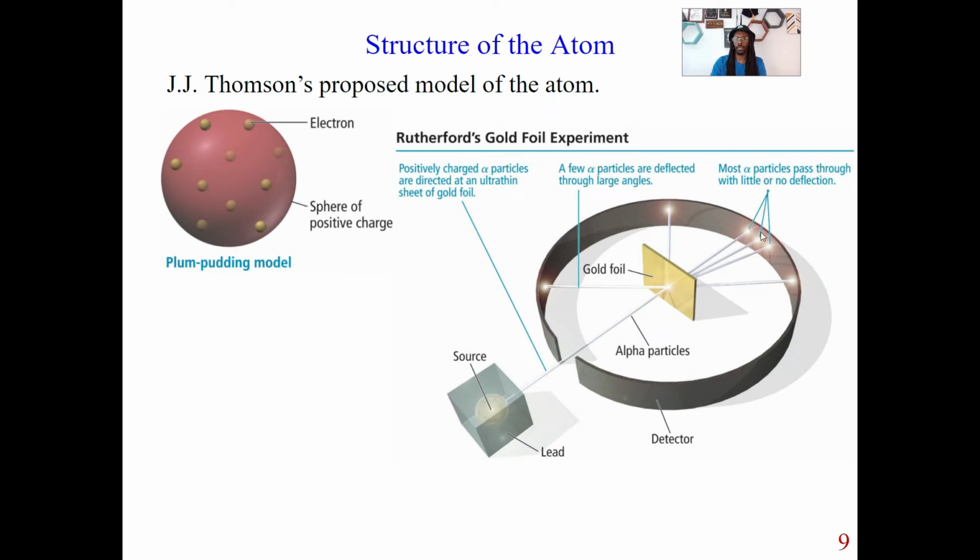Which they hit here. That's the importance of this detector. It's all around because we had to detect where the alpha particles were going to go. However, what do we see here? A few of those alpha particles were deflected at large angles. So all of them did not go just straight through.